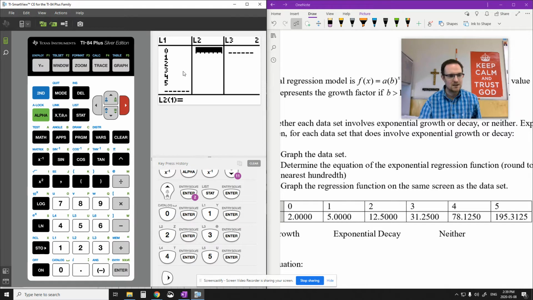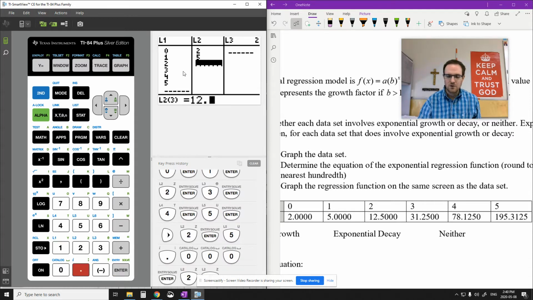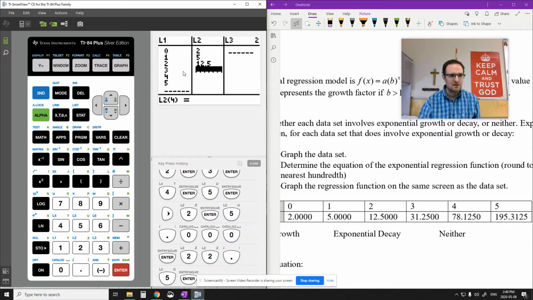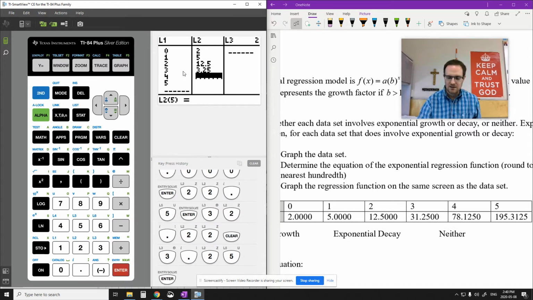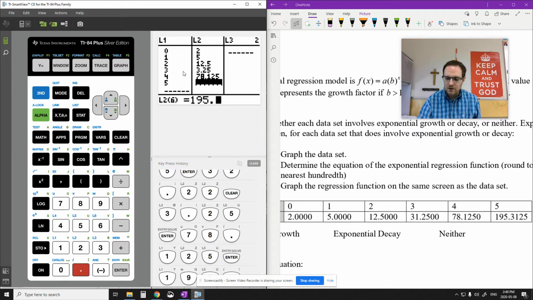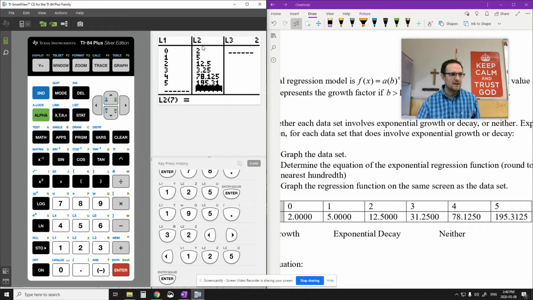In the second column, I don't have to put all the 0.000s. I just have to put 2, because if I put those in there, they're just going to get rid of them for me anyway. 12.5, 31.125, 31.25, sorry, 78.125, and 195.3125. Okay, got all the data in there. I think it's all correct.